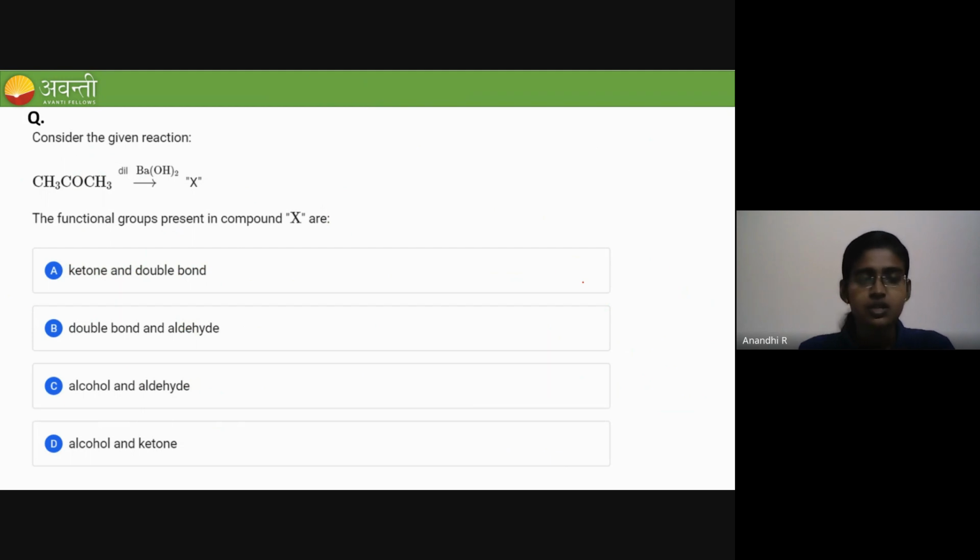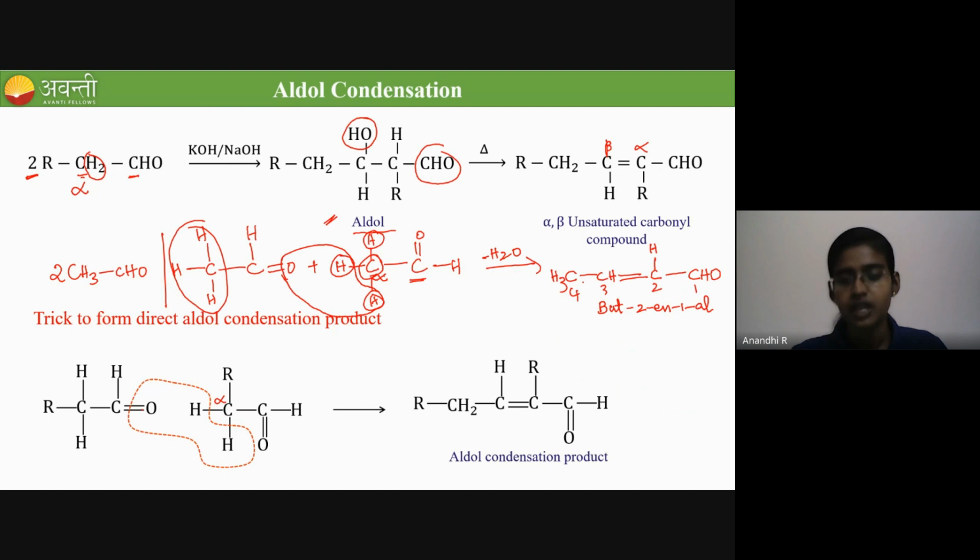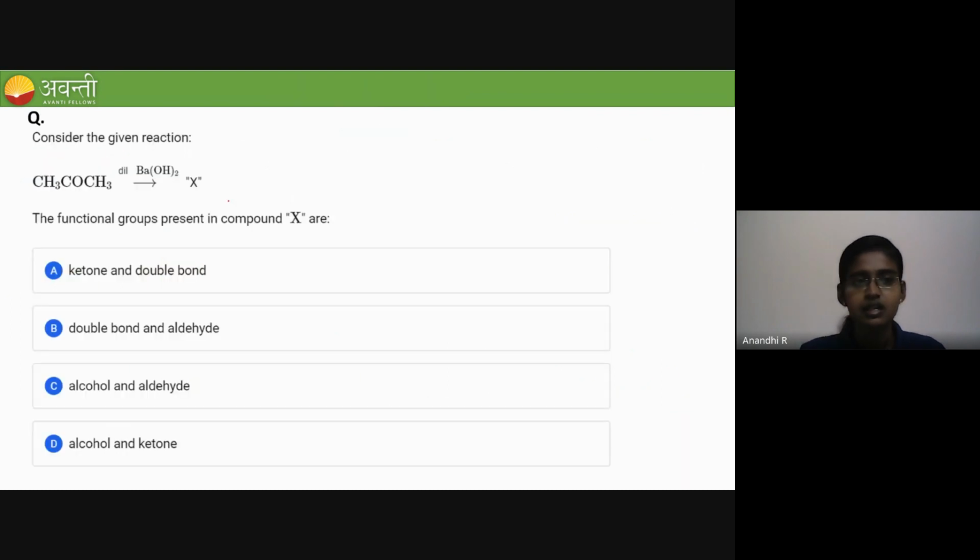Okay. So consider the given reaction. The functional groups present in compound X are. So what is a functional group present in X? You can go through this reaction again. See, this is the compound X which we are getting. In that compound, we are having an aldehyde and an alcohol part. Here in the reactant, instead of aldehyde, they have given ketone.